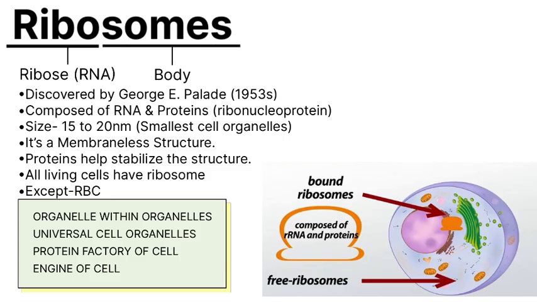Ribosomes are also very unique among all cell organelles in terms of their structure, as they are non-membrane-bound organelles. It means they are not surrounded by any membrane or any structure, so they are considered membrane-less organelles, unlike most of the other organelles in eukaryotic cells.